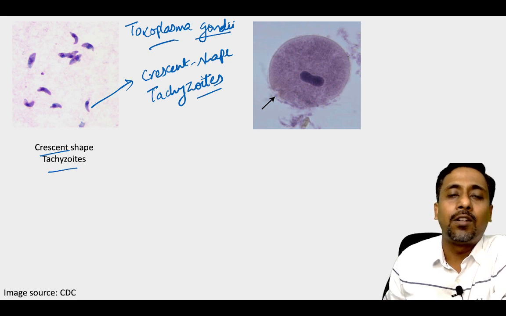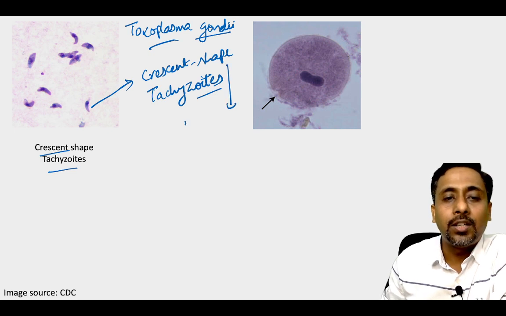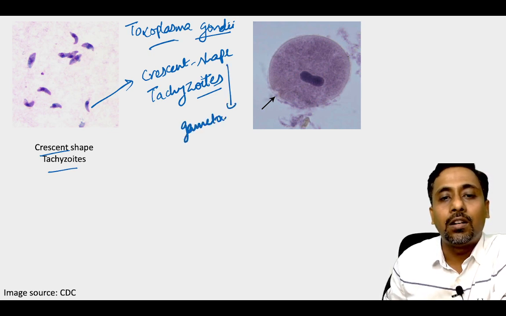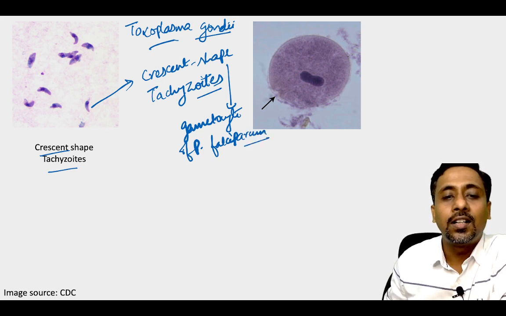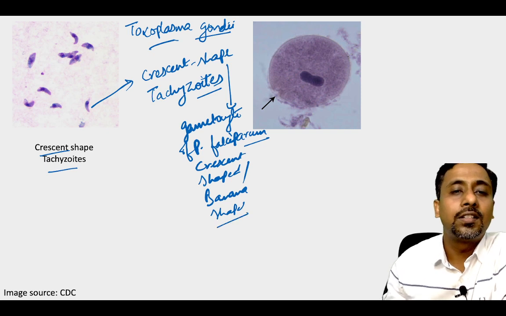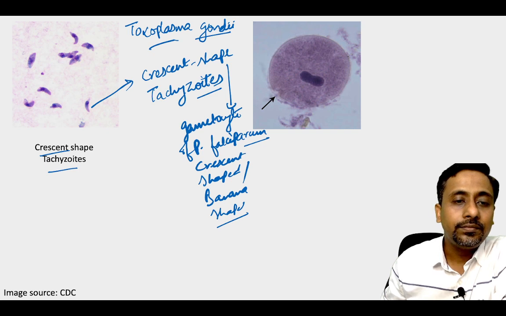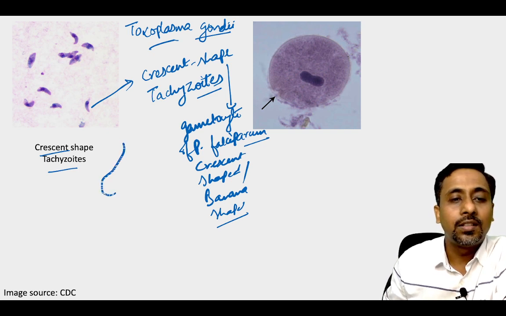which parasitic form has got a crescent shape? The gametocyte of Plasmodium falciparum has got a crescent shape or banana shape. Okay, crescent shape or banana shape. And this tachyzoite, if you draw the diagram, I told you, crescent shape.